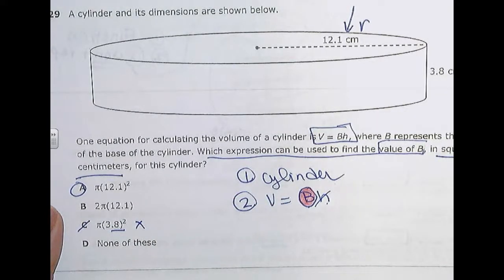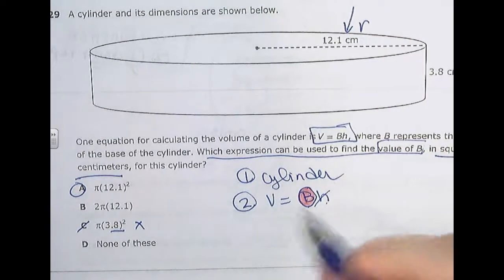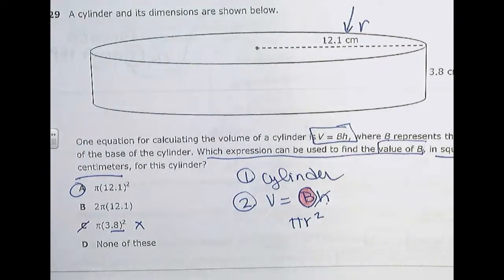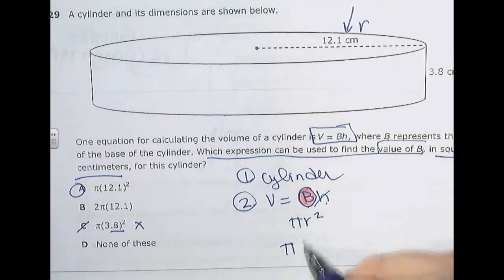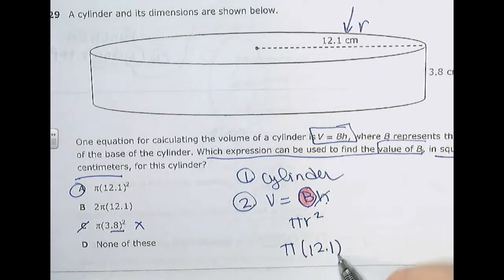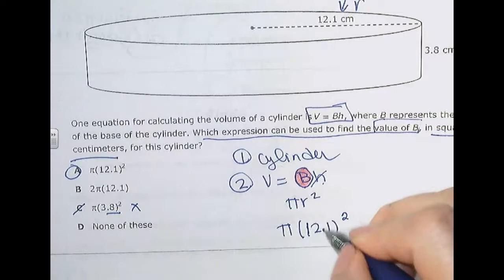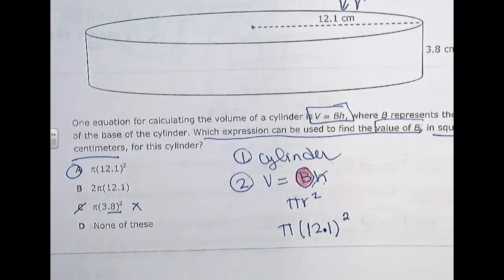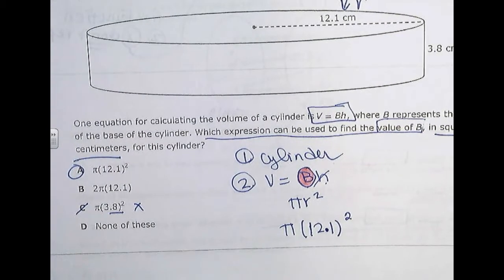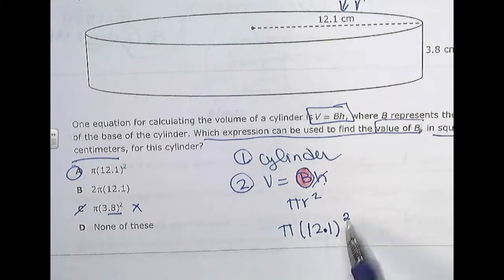Now, how do you finish this part? You're right. Pi radius squared. What's next? 12.1 changes to the r. So pi, 12.1, and you put a little 2 there. Now, if you type it in the calculator, you get the answers. But if you look at the answer choices, I don't think you have to type it in. I need 2 of these and 1 of these.